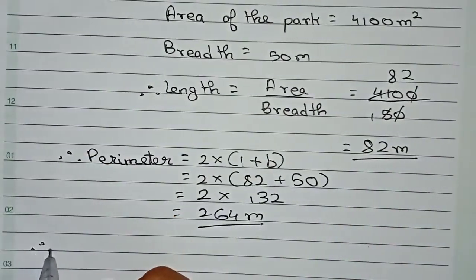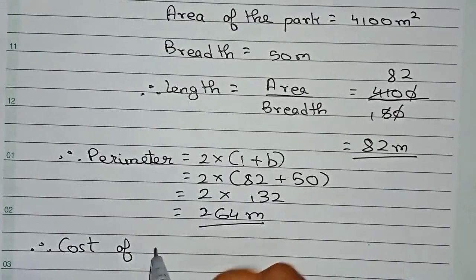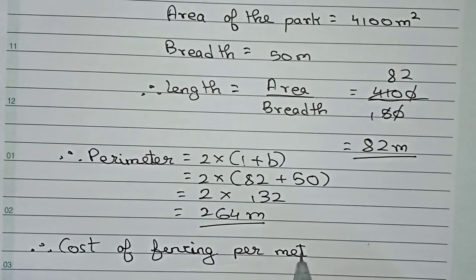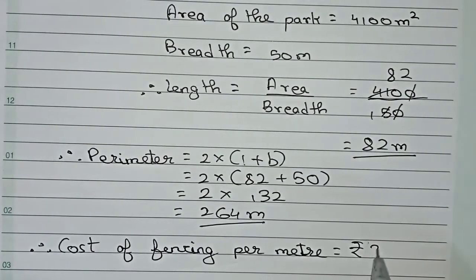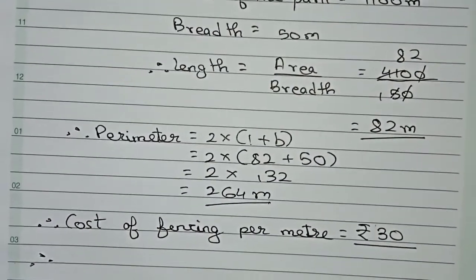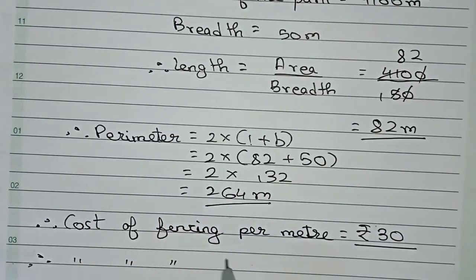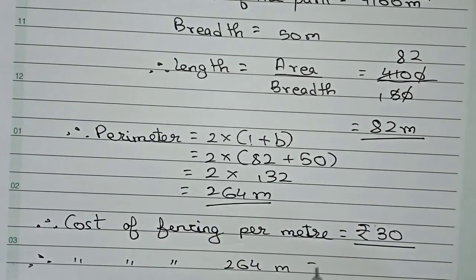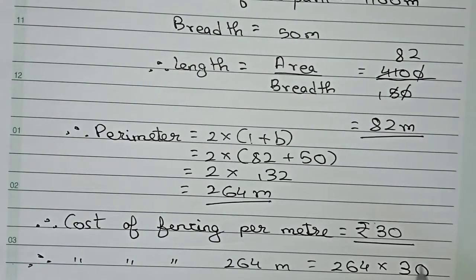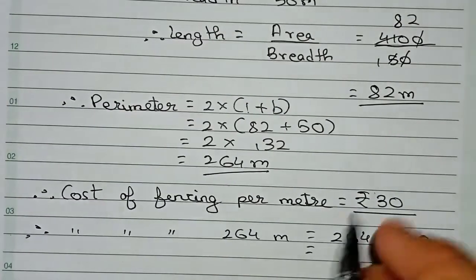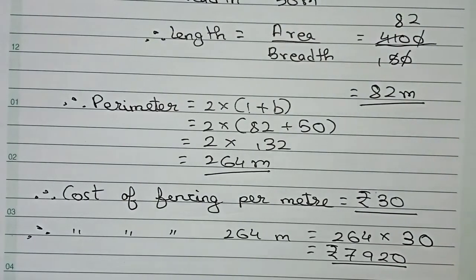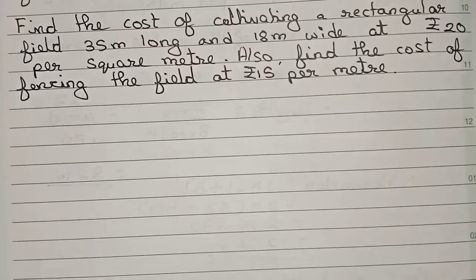Now write the cost of fencing per meter equals, it is given in the question, that is 30 rupees. Therefore the cost of fencing 264 meter will be 264 into 30, which is equal to rupees 7,920. So this will be the final answer for this question. So let's move on to our next question.